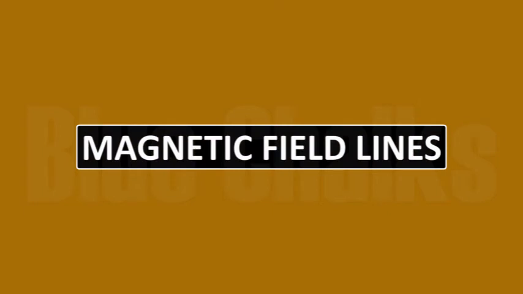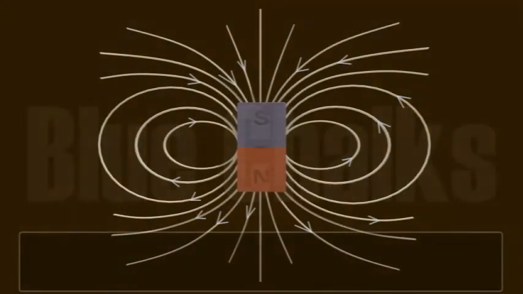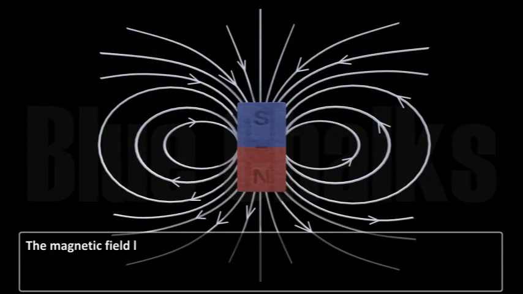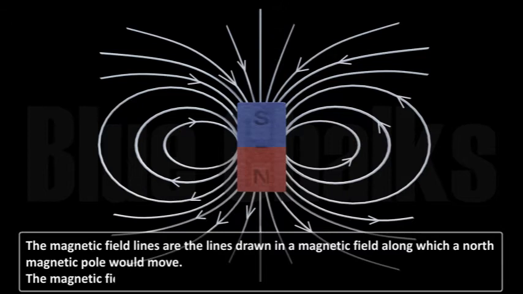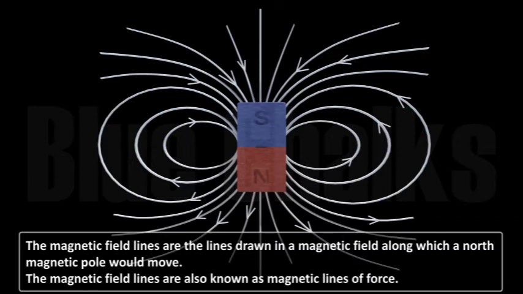Magnetic field creates magnetic field lines around it. The magnetic field lines are the lines drawn in a magnetic field along which a north magnetic pole would move. The magnetic field lines are also known as magnetic lines of force. The magnetic field lines always begin from the north pole and end towards the south pole of the magnet.